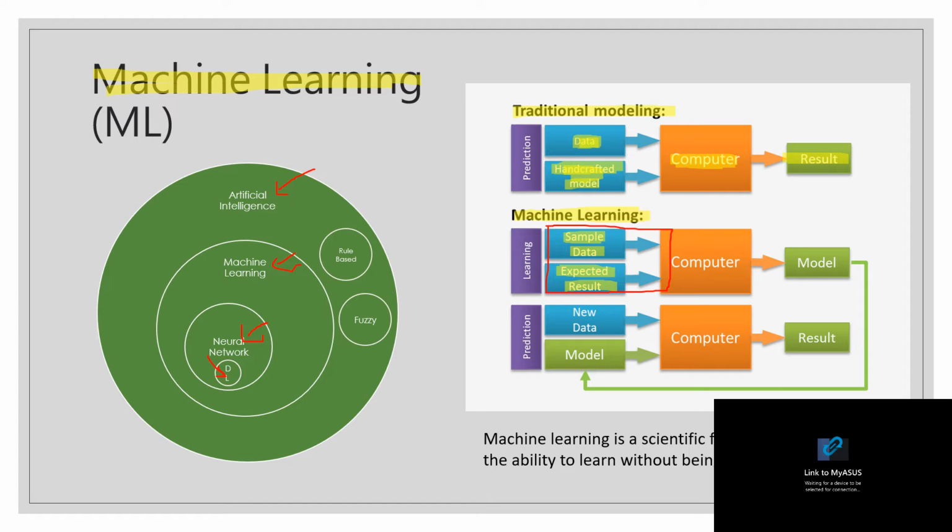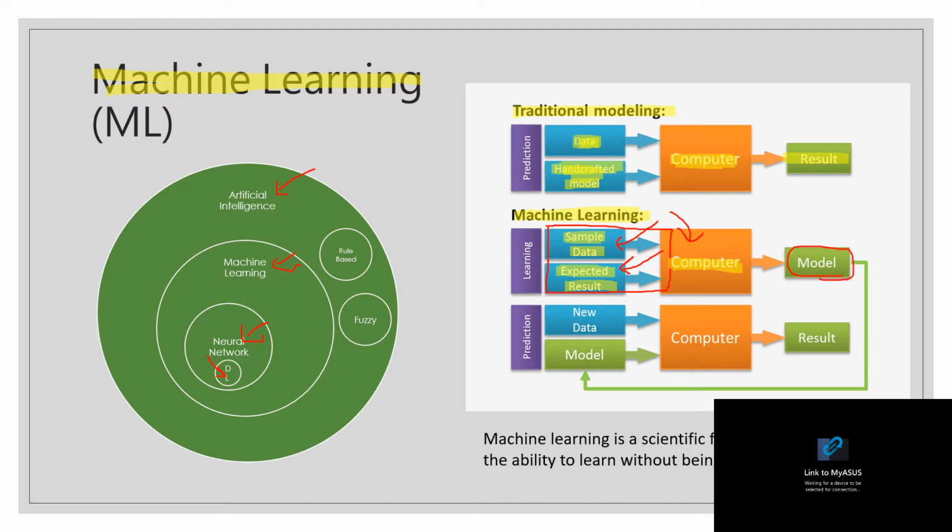So you put the $10 and $100 in front of the camera, and then you capture lots of images. The image is the sample data, and then you tell the computer this one is $100. So this 100 is your expected result. You put all these things inside the computer, and then the computer will help you to build the if-then-else, that means the model.